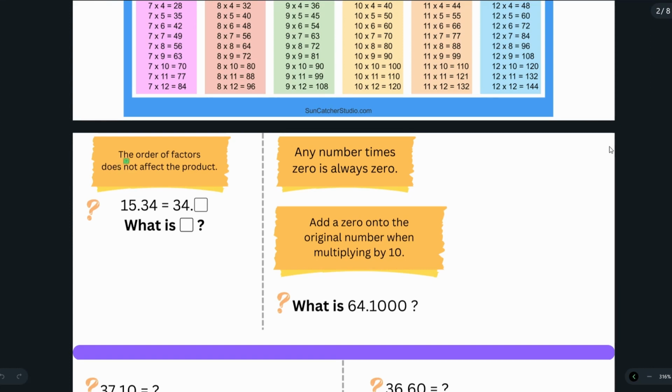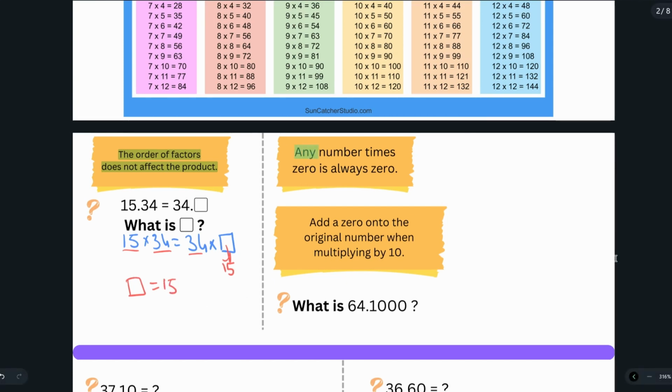Okay, here is our first rule. The order of the factors does not affect the product. So just like in addition, if you change the order, it doesn't change anything. So if 15 times 34 equals 34 times square, then we have 15 here, 34 here, 34 here. We need to have 15 here. Square equals 15, right?